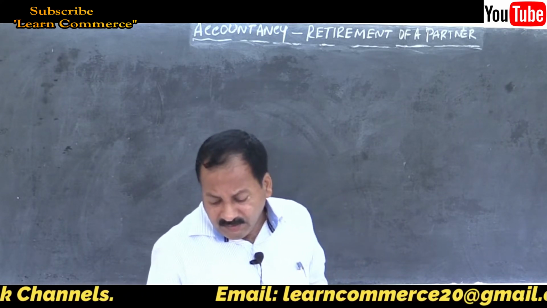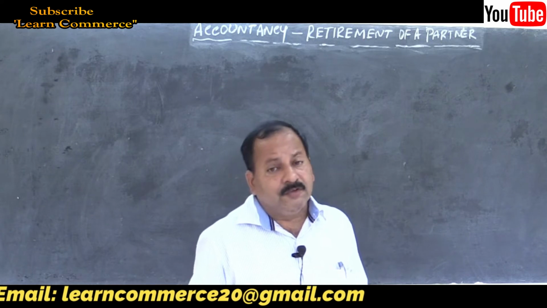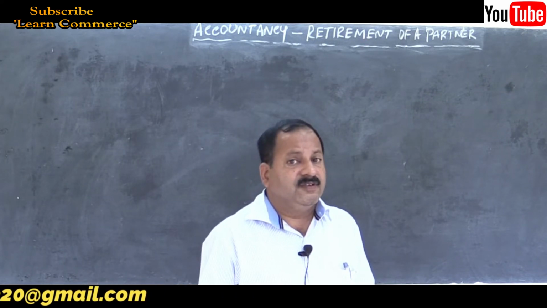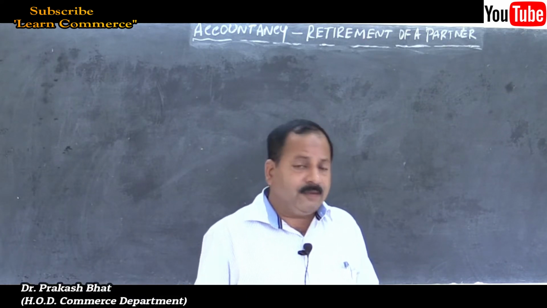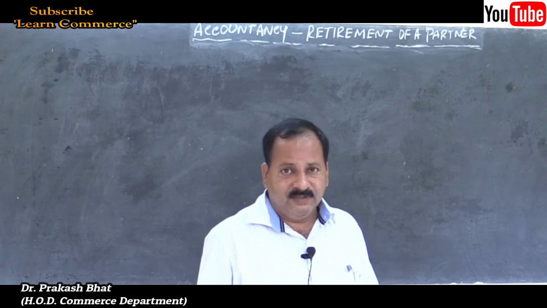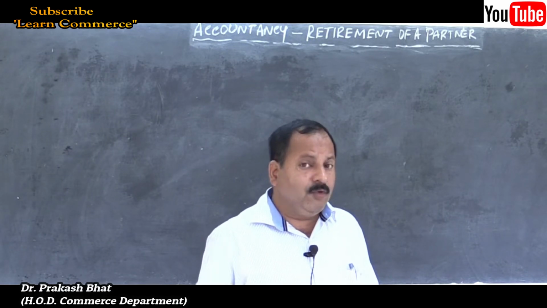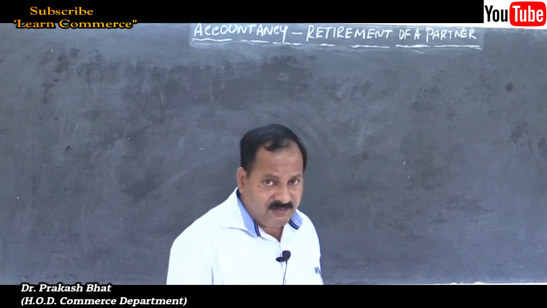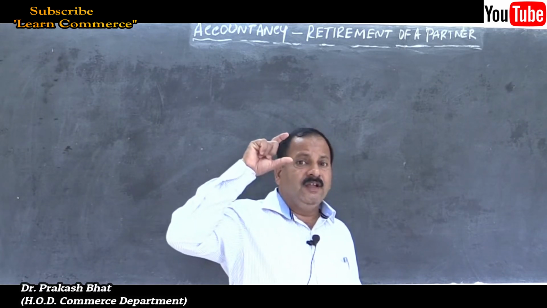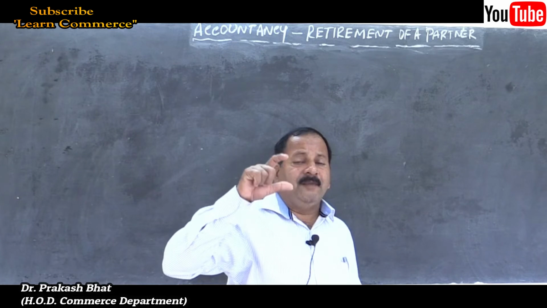Then they told it was not to appear in the books. Goodwill should not appear in the books. That means we have to write it off. Very simple. How to write off the goodwill? We have to give one more additional entry, that is partners' capital account debtor.